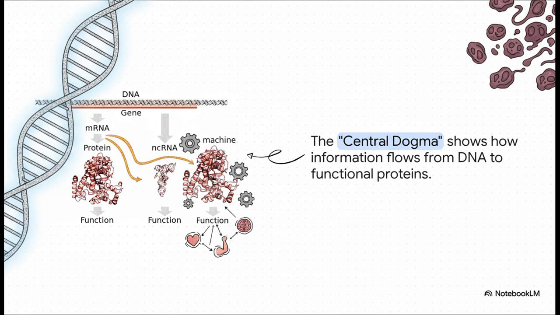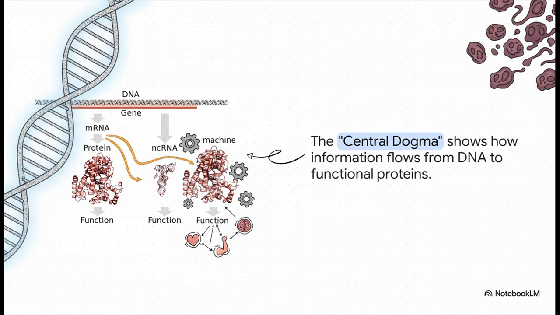Think of it this way. The master blueprint is your DNA. That's the permanent, precious instruction book. Then, the cell makes a temporary copy of just one page. That's the messenger RNA, or mRNA. And finally, that RNA copy is used to build a protein, and proteins are the little machines that do all the work in the cell. So it's always DNA to RNA to protein. That's the flow of information.